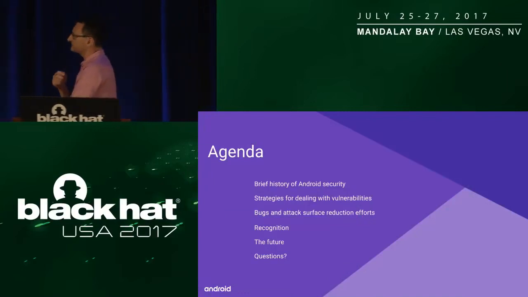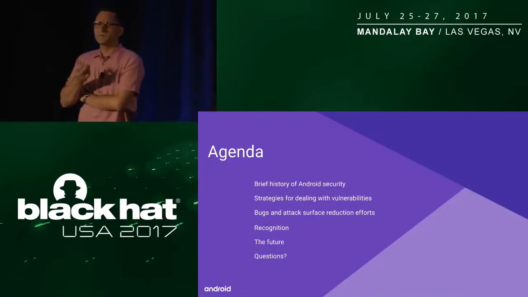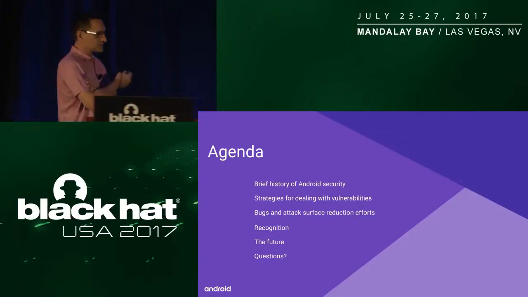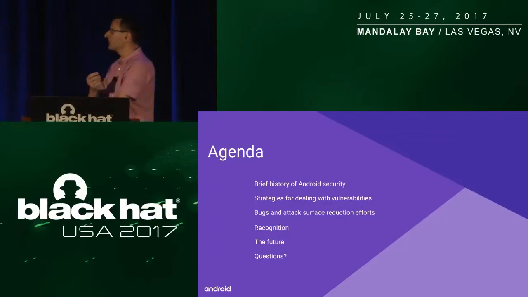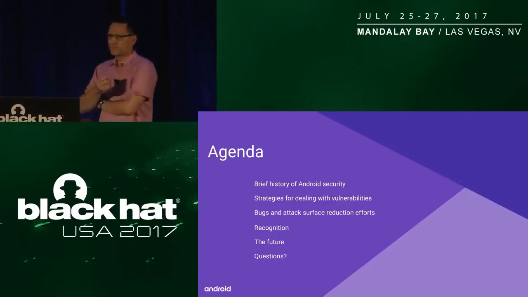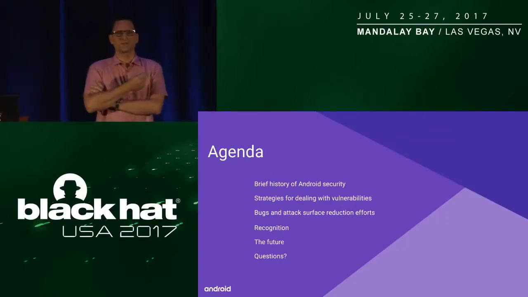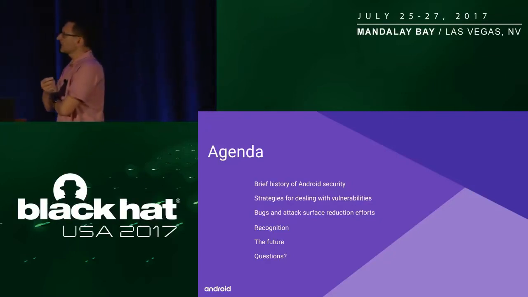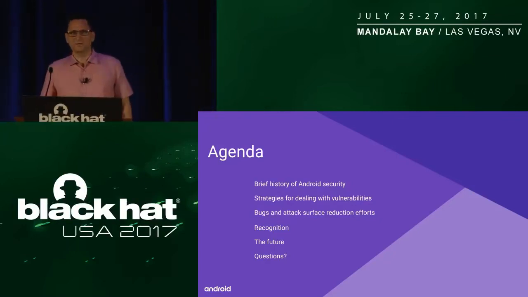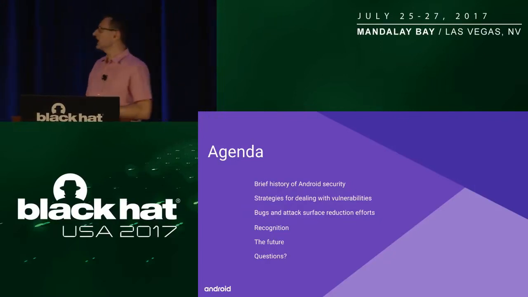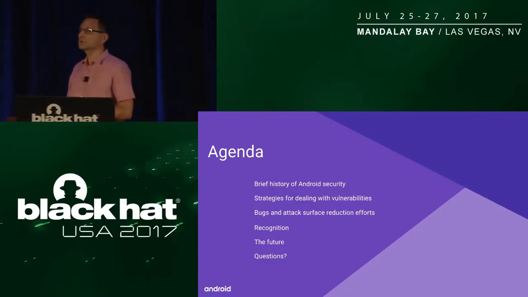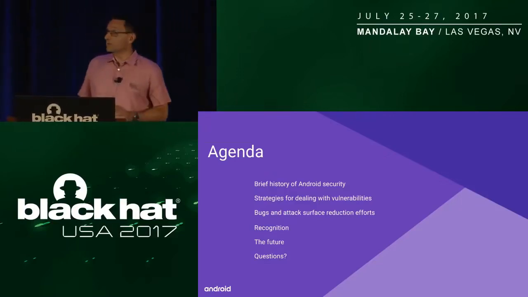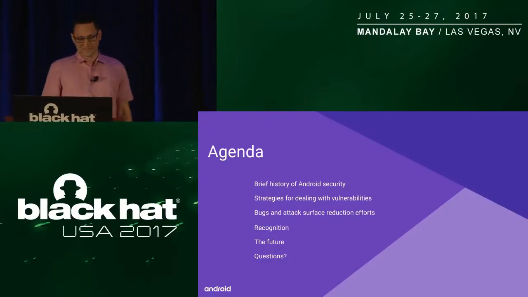So what are we going to talk about today? First thing I want to talk about is give you a brief history of Android security. Where we started off, what we've done in the meantime to change the security model, and where we're at today. I also want to talk a little bit about our strategies for dealing with vulnerabilities. After that, we're going to spend the bulk of our time talking about bugs and specifically attack surface reduction efforts that we've done both in Android O and also previous Android versions. After that, I want to talk about some of the recognition that we've received from the security community, the future, and questions.